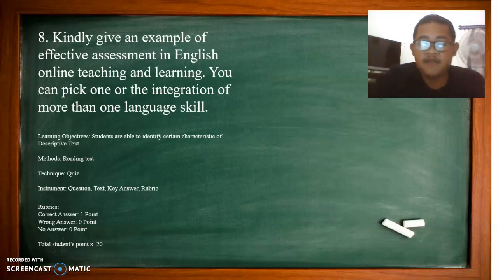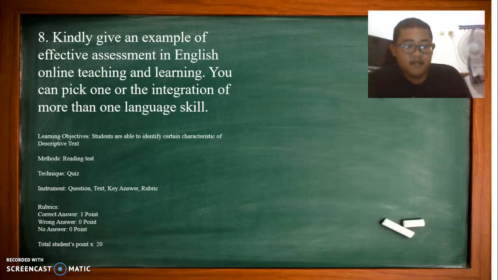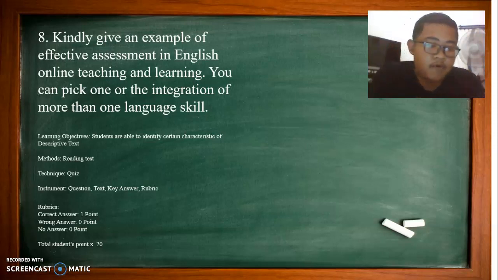So basically, the students need to answer the given questions, and then it will be recorded. It would be graded by the rubrics. Each correct answer gives 1 point. A wrong answer gives 0 points, and no answer also gives 0 points. A total student's point is then multiplied by 20 in order to reach the total maximum point, such as 100 points.